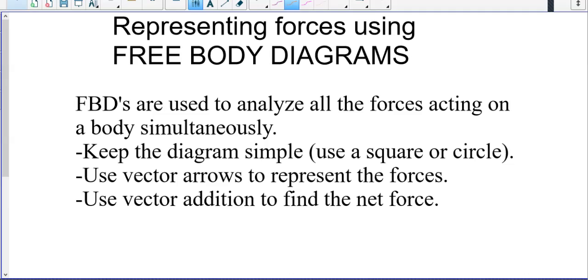So if I am to be blunt about it, we like to keep our free body diagrams nice and simple. Cars are going to be a square or a circle. A human will be a square or a circle. Anything that involves mass, just keep it nice and simple. Don't try to overly complicate it. We use vector arrows to represent the forces, and we typically do everything with vector addition.